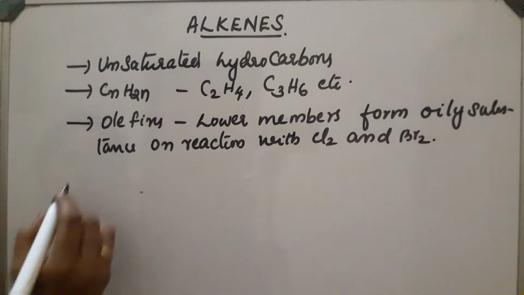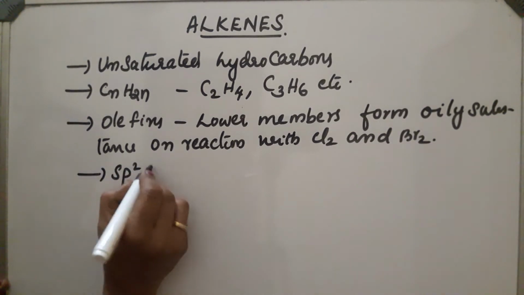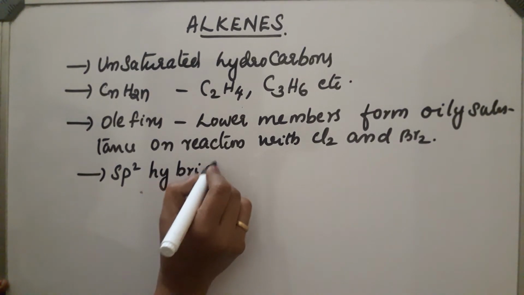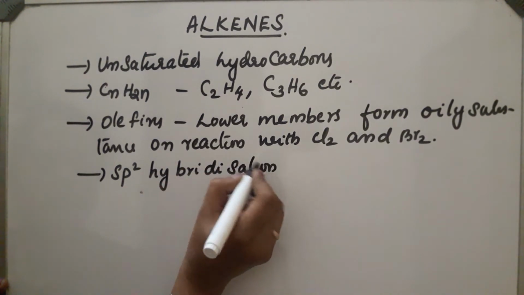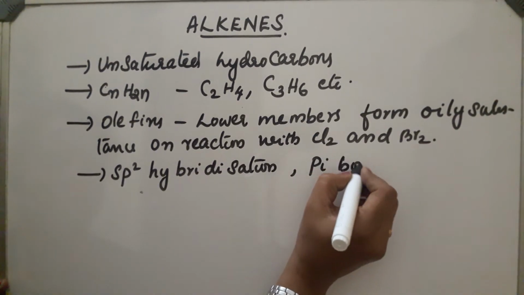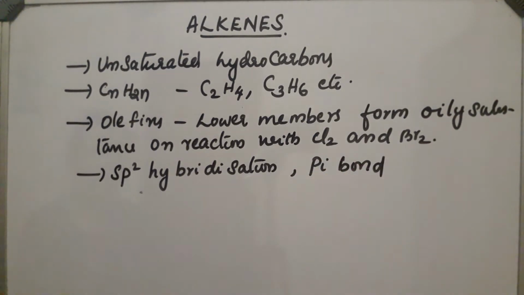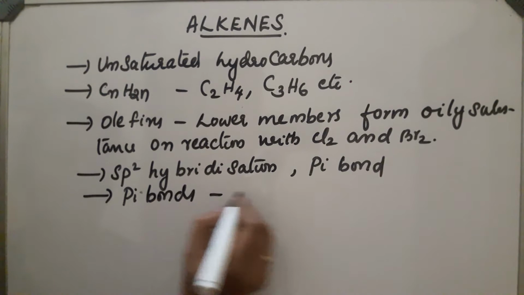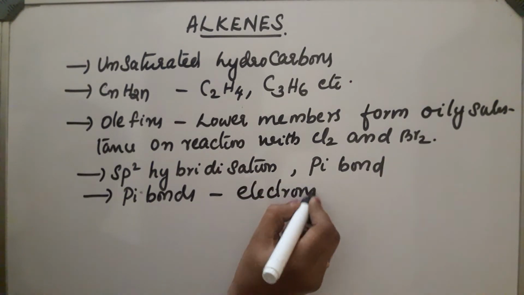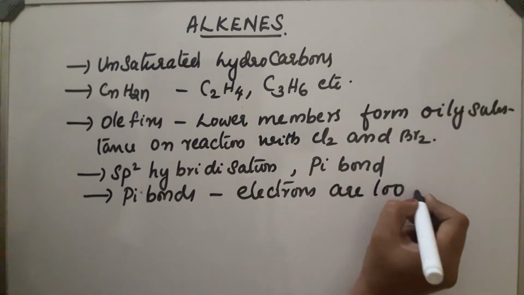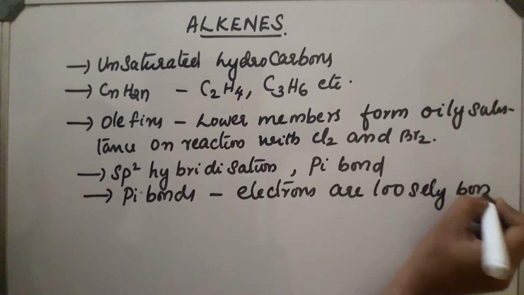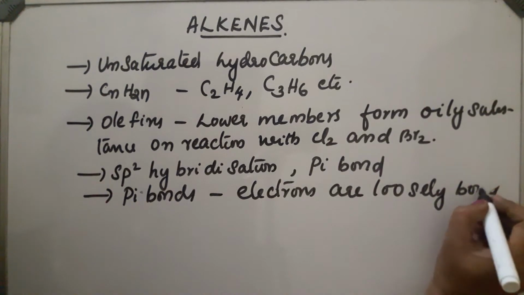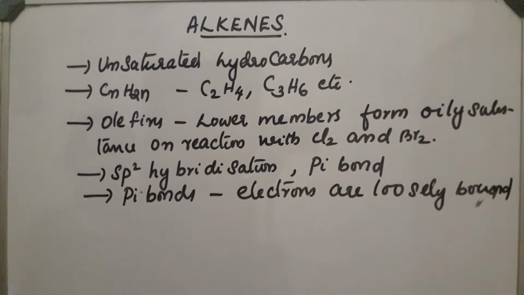And we also studied that the hybridization is sp2 hybridization, and they contain a pi bond. This pi bond is due to the sidewise overlapping of p orbitals. In the case of a pi bond, these electrons are loosely bound. As a result, pi bonds are electron rich centers.